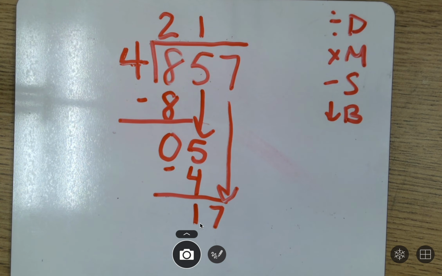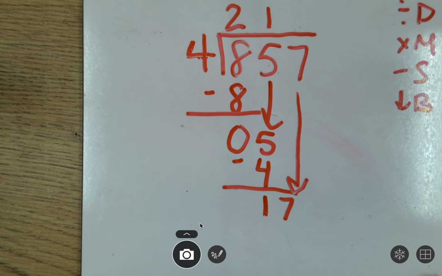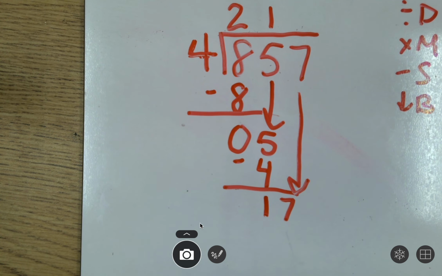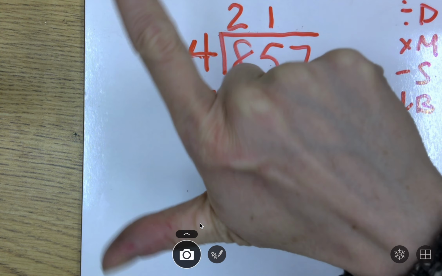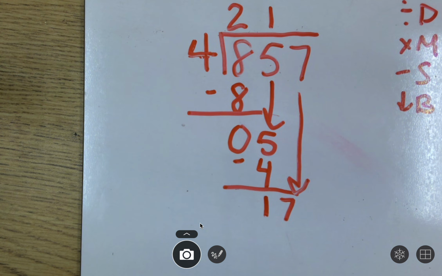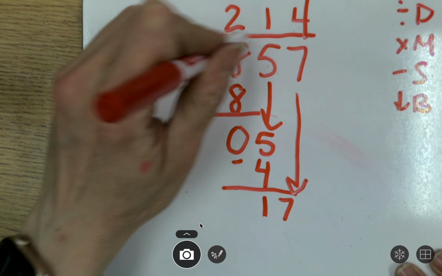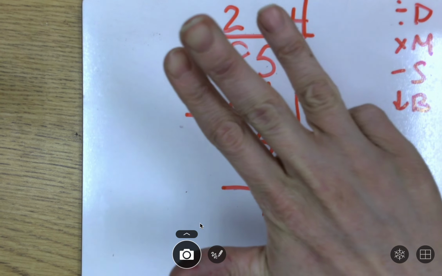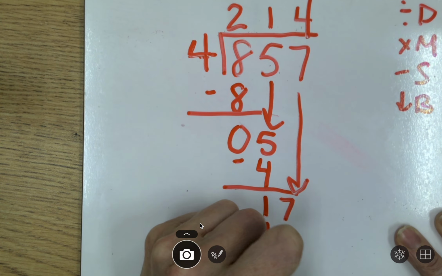Divide. What are we going to ask ourselves? Does 4 go into 17? Yes. Let's figure out how many times 4 goes into 17. 4, 8, 12, 16, 20. Finger down 4 times. Put a 4 on top of the 7. 4 times 4. 4, 8, 12, 16. 4 times 4 is 16.